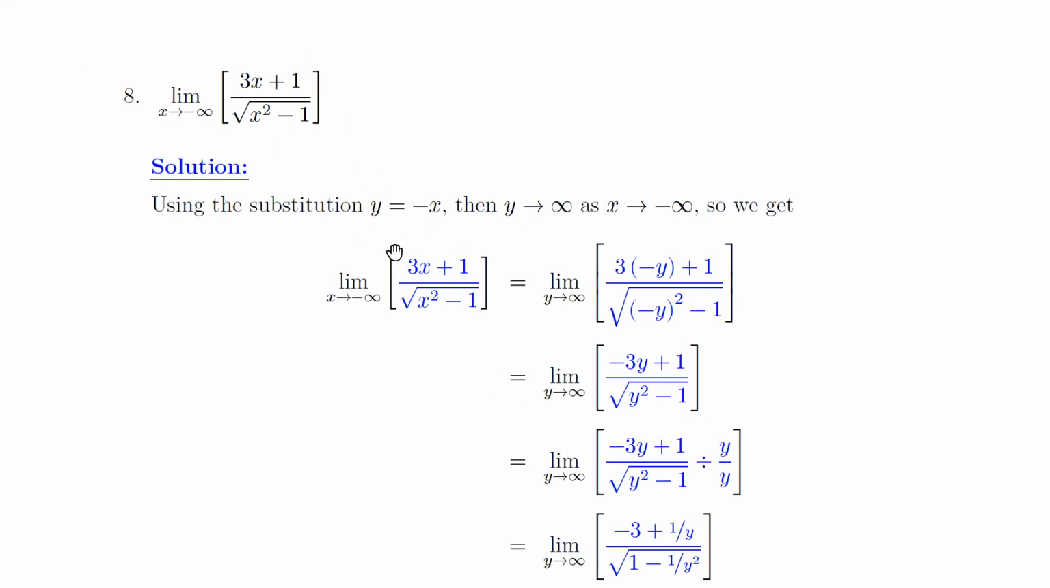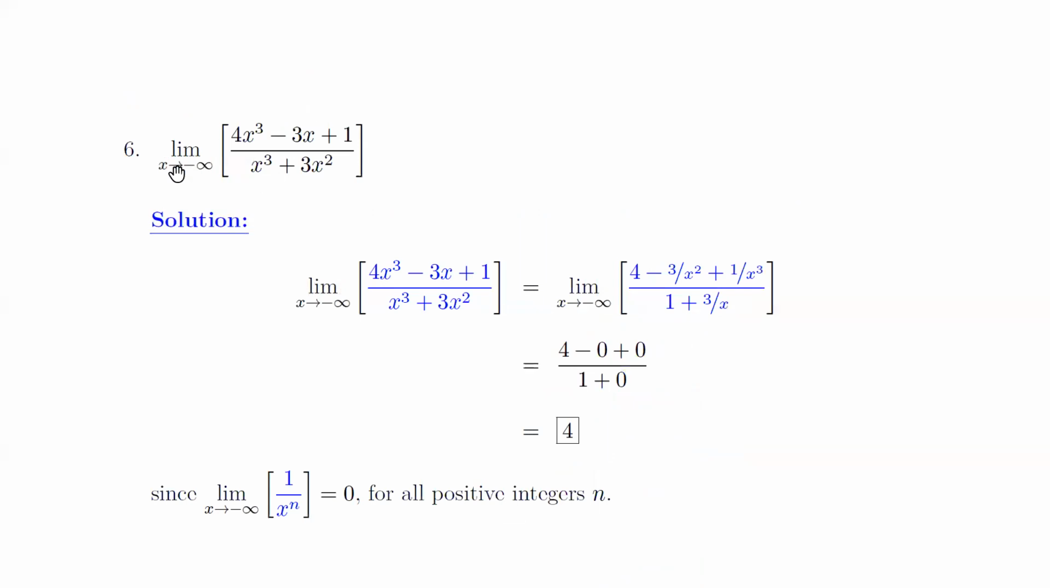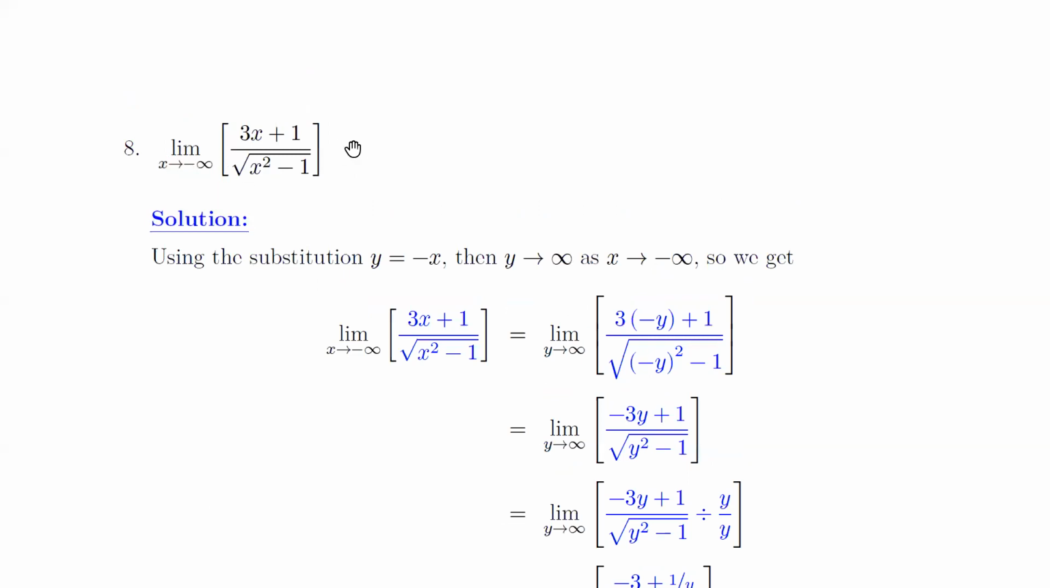But just remember, you don't have to use the substitution unless there's a square root. So as you saw with question 6, we have negative infinity, but there's no square root. We just proceed as normal and we get the correct answer. All right, this is correct. It's only when we see this square root here and we have negative infinity, then we have to use the substitution.